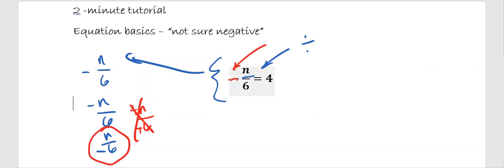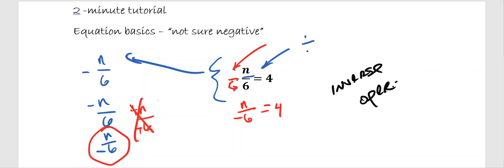So when you have a not sure negative as part of a fraction with a variable over a constant, move the negative downstairs. So we're going to rewrite this as n over negative 6 equals 4. Understanding now that I'm having to use inverse operations, if I have division, I'm going to multiply. And I'm going to multiply by the negative 6 that the n is currently being divided by. So multiply both sides by negative 6, cross those negative 6's out.